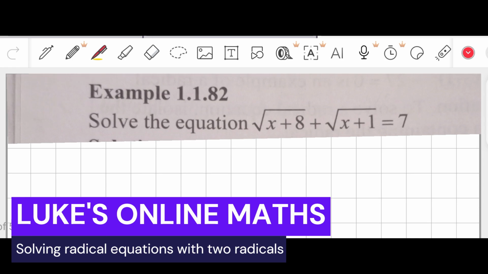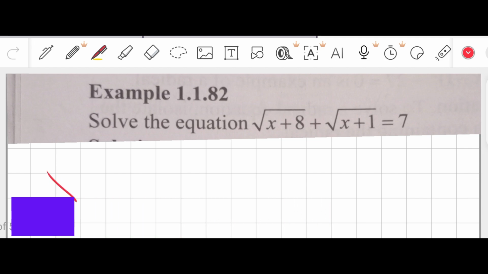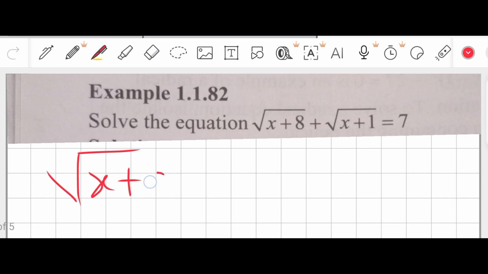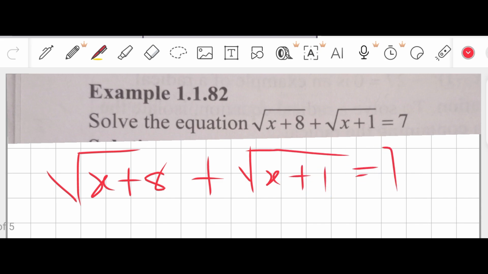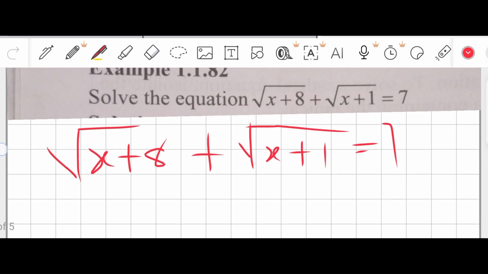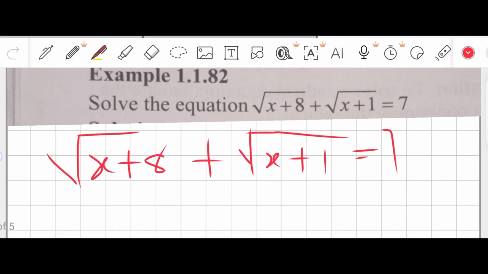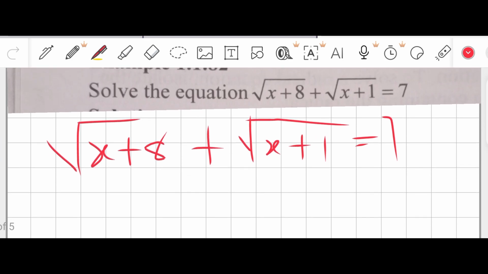This morning I want to look at this question where we are told to solve the equation, that is, finding the value of x which makes the equation valid or true. So we have root of x plus 8 plus root of x plus 1 being equal to 7.